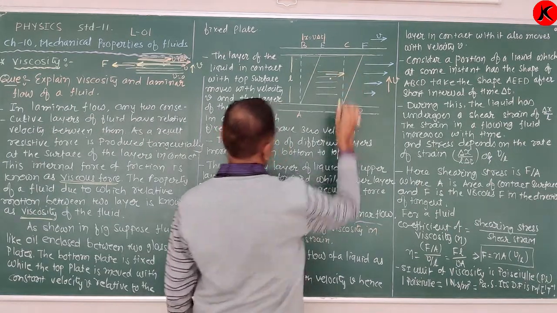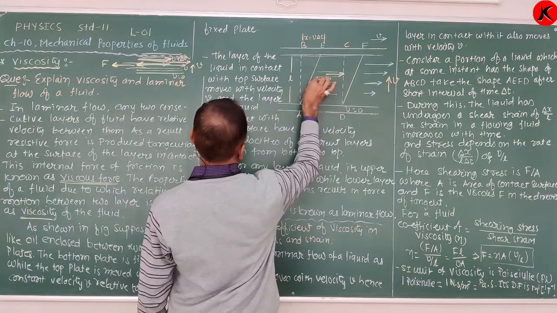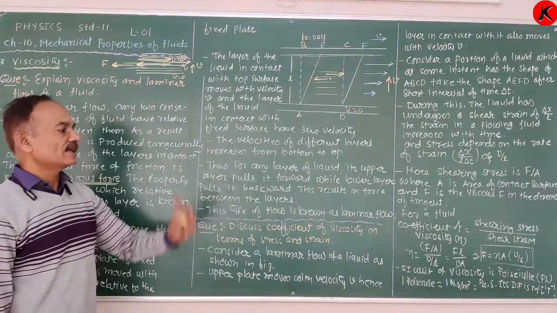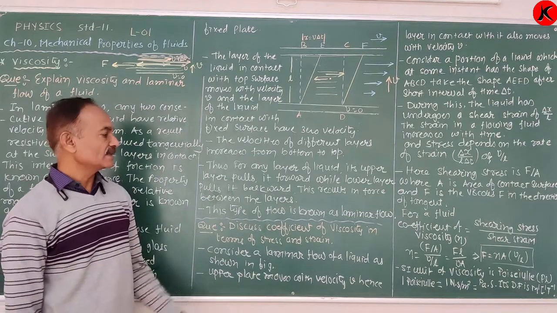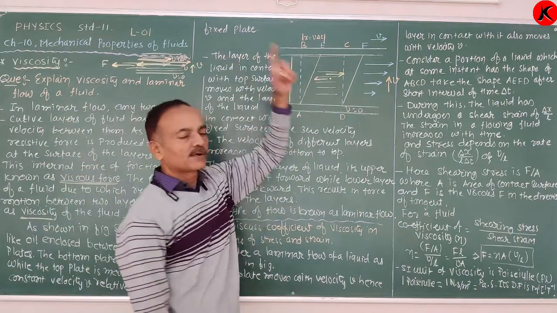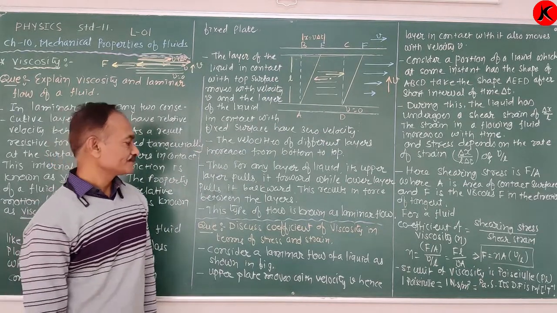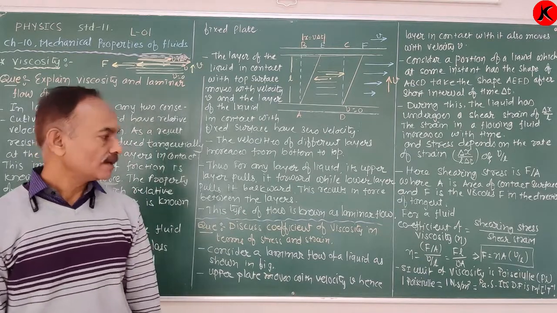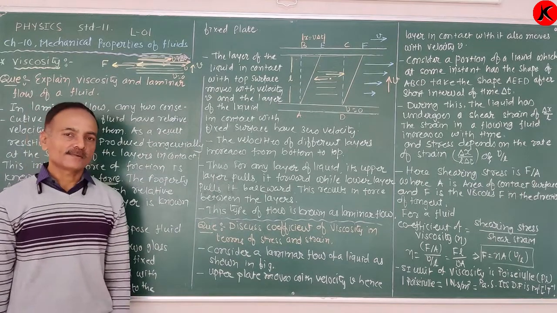layer in the forward direction, while the lower layer pulls the upper layer in the backward direction. This results in force between the layers. That means, as a result, an adhesive force is produced between two consecutive layers. And this type of flow is known as laminar flow.